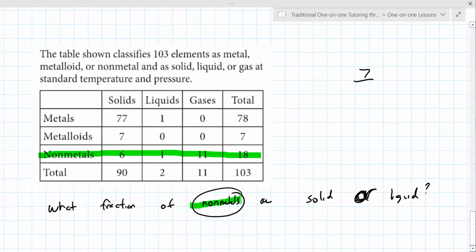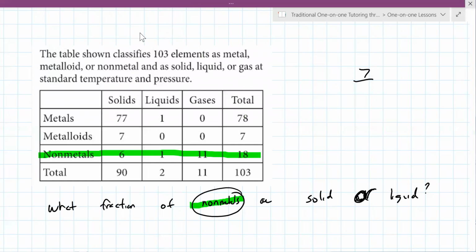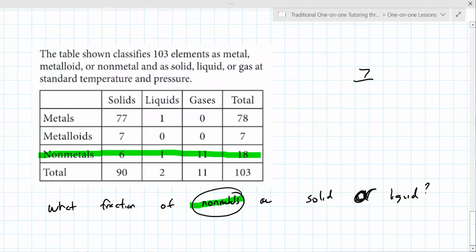Those are the non-metals. How many non-metals are there? Do we have to add those numbers? Well, they're already added. See the total, the sum. It's 18. 7 out of 18. Good.